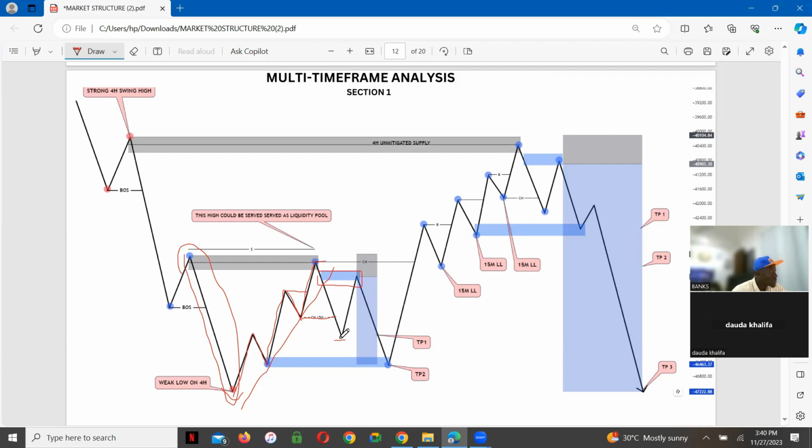Our first target to be here, second target to be here, and maybe our last target should be here. But then, since price was coming down, we had this minor demand here. Price tapped in, and you see price going up.